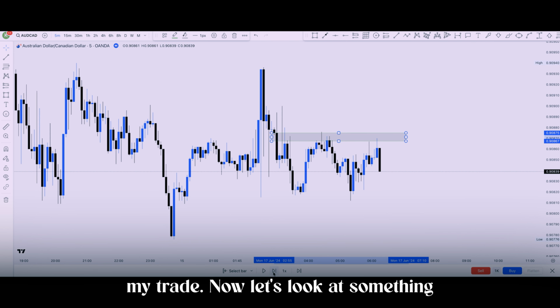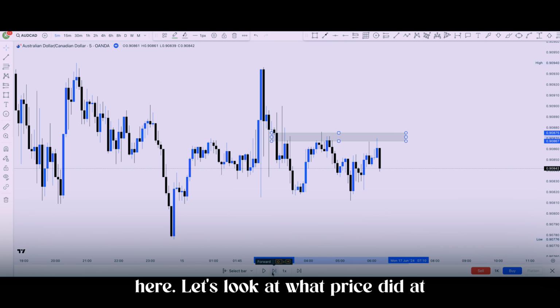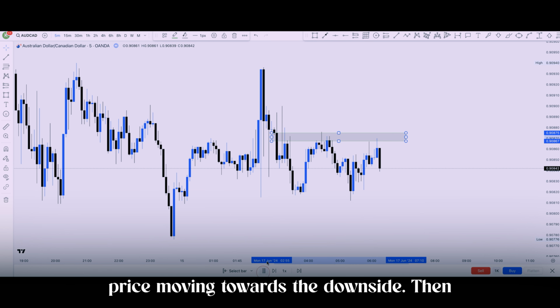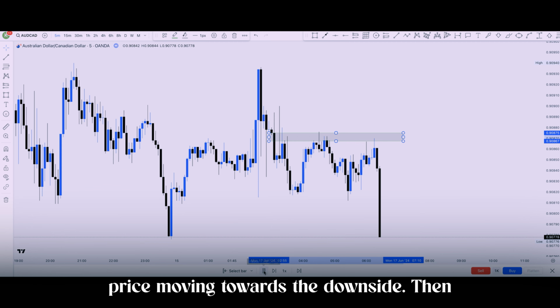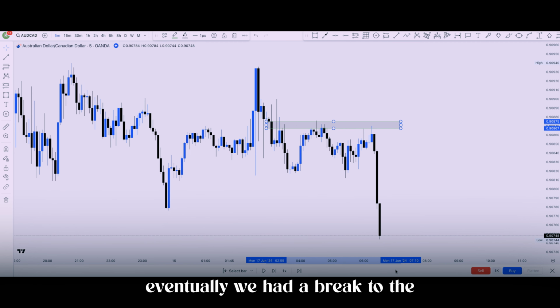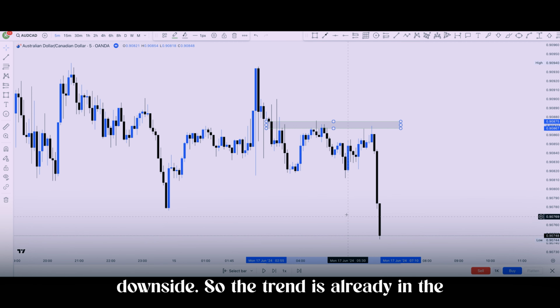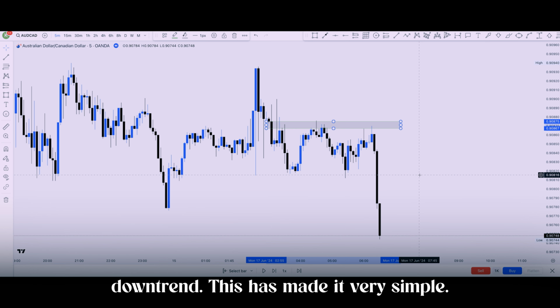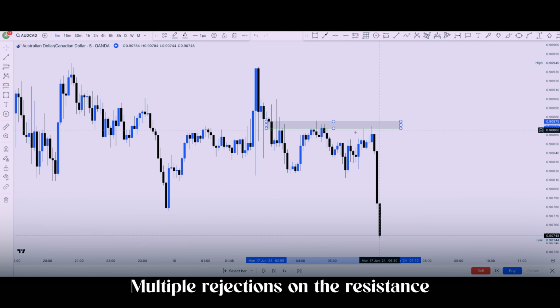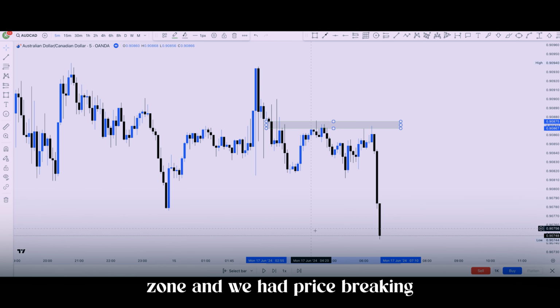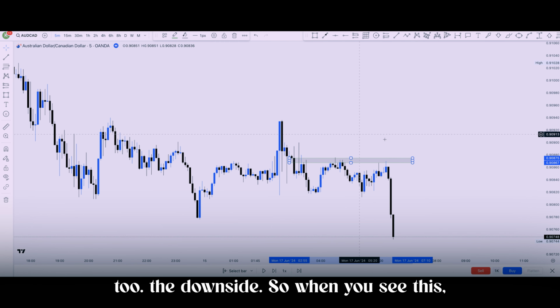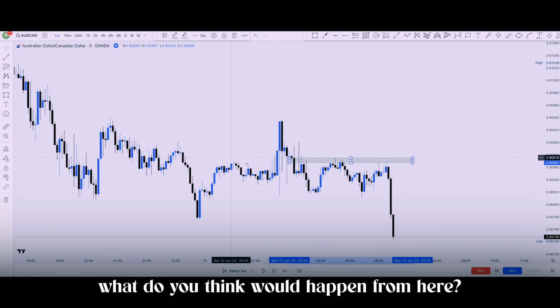Now let's look at something here. Let's look at what price did at this point. You can see that we still had price moving towards the downside. Then eventually we had a break to the downside, right? So the trend is already in a downtrend. This has made it very simple. Multiple rejections on the resistance zone, and we had price breaking to the downside. So when you see this, what do you think would happen from here?